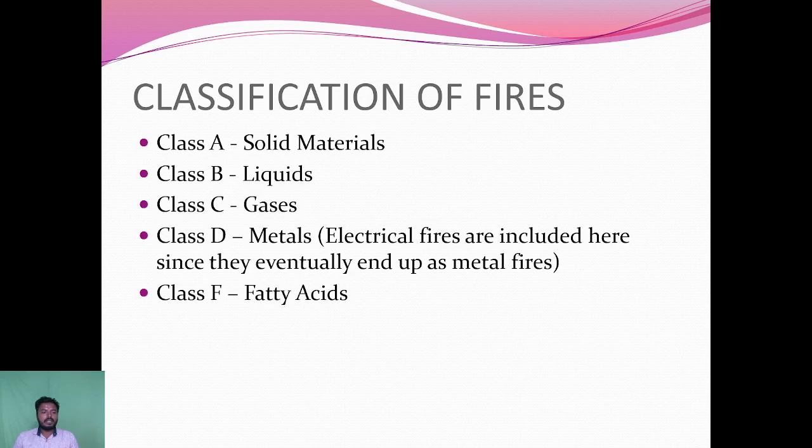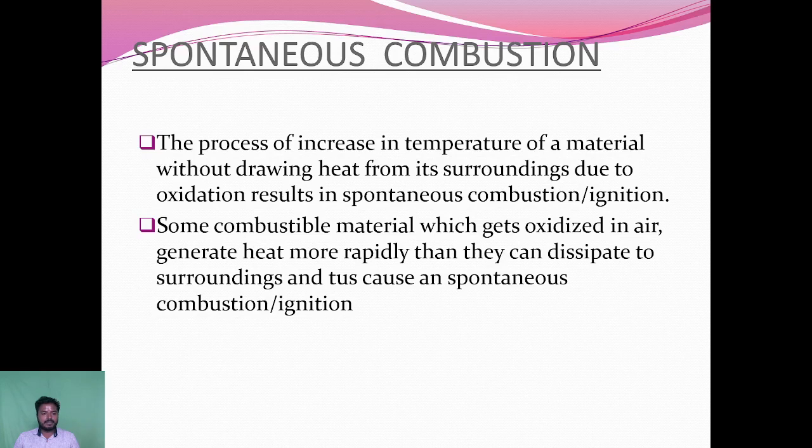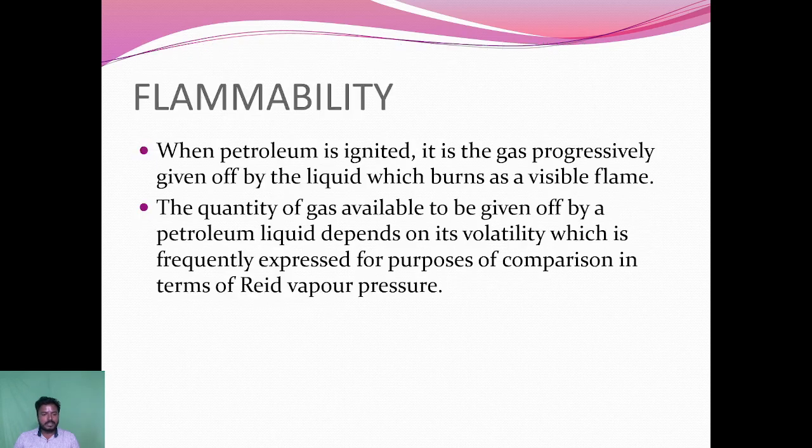Classification of fire. Here the classes are A, B, C, D, F. Class A is solid fire, B is liquid, C is gaseous, D is metals and F is fatty acid. The process of spontaneous combustion: the process of increasing temperature of a material without drawing heat from its surroundings, due to oxidation. That oxidation results in spontaneous combustion or ignition. Some combustible materials which oxidize in air generate heat more rapidly than it can be dissipated to the surroundings, and thus cause spontaneous combustion, that is, ignition.